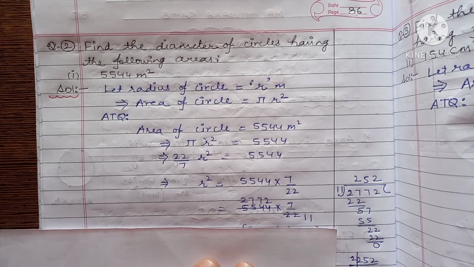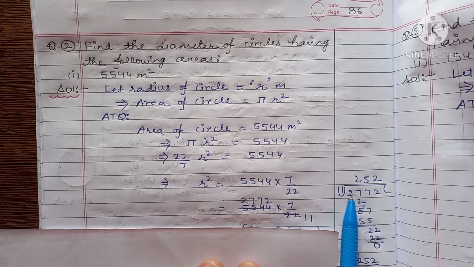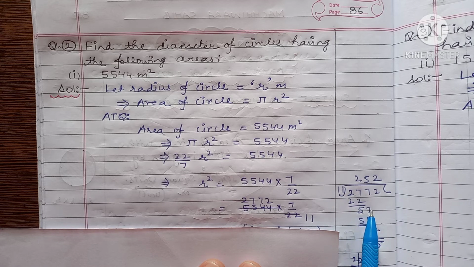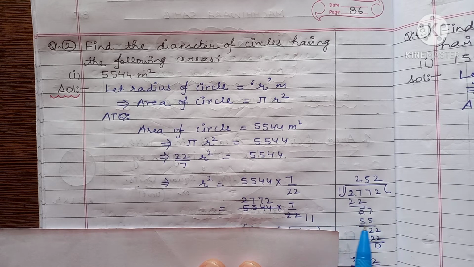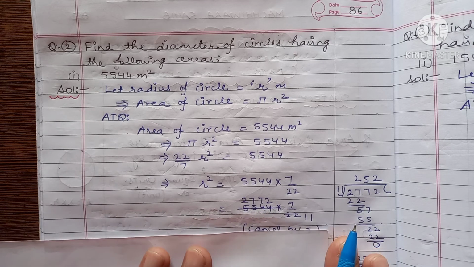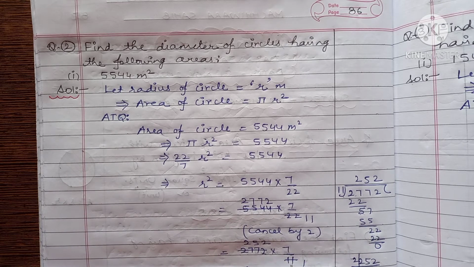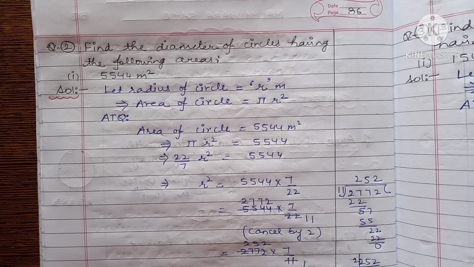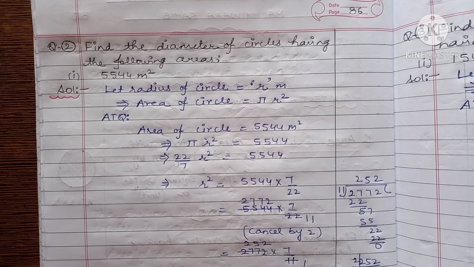Then we can divide 2772 by 11. If it is divisible, then we can cancel. So we can see 11 2s are 22, then 57, 11 5s are 55, then 2, 11 2s are 22. So it means 2772 is exactly divisible by 11, so we can cancel. 11 ones are 11, and after cancelling 2772 with 11, we get 252. Now r squared comes out to be 252 into 7.